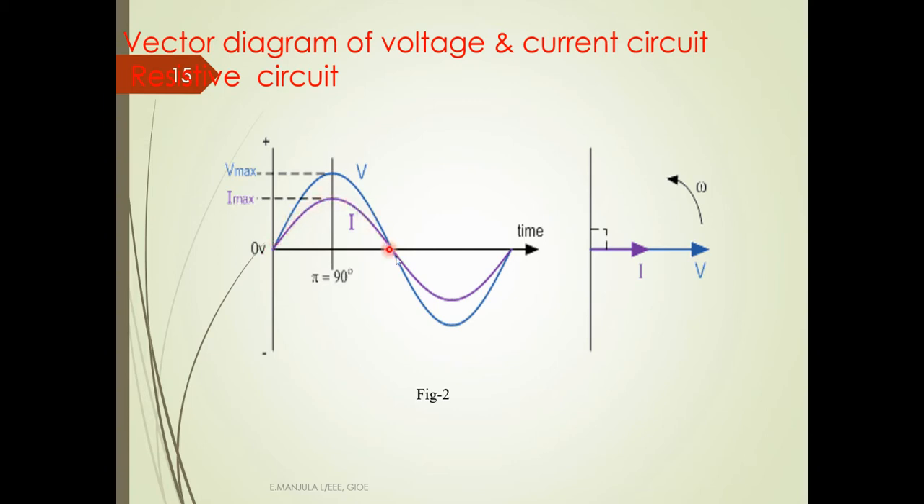Here this is the current and this is the voltage, which is a graphical representation. Now taking the magnitude, the voltage has a higher magnitude, so this is the voltage V, and I is also in phase with the voltage, so I will fall on V with a lesser magnitude as observed here. So this is the vector diagram of a resistive circuit.